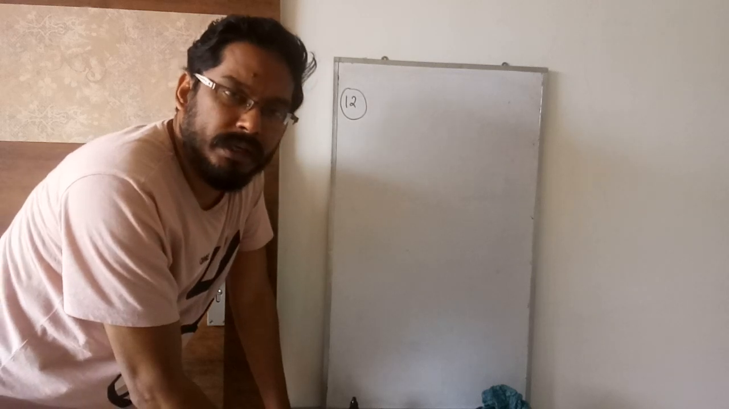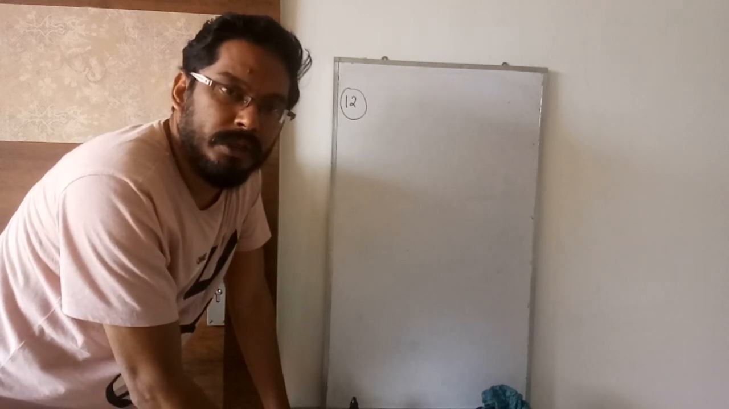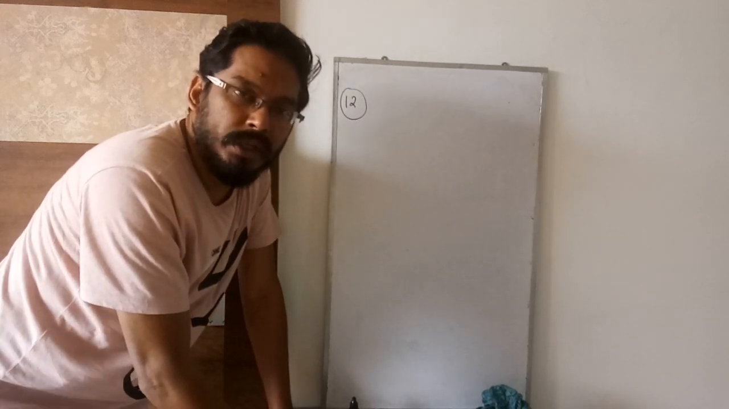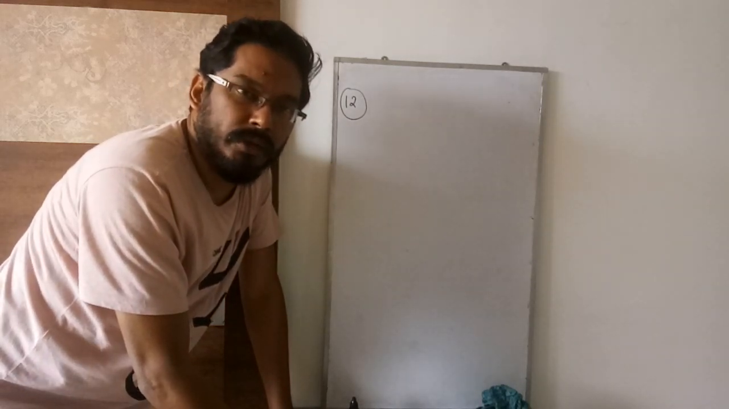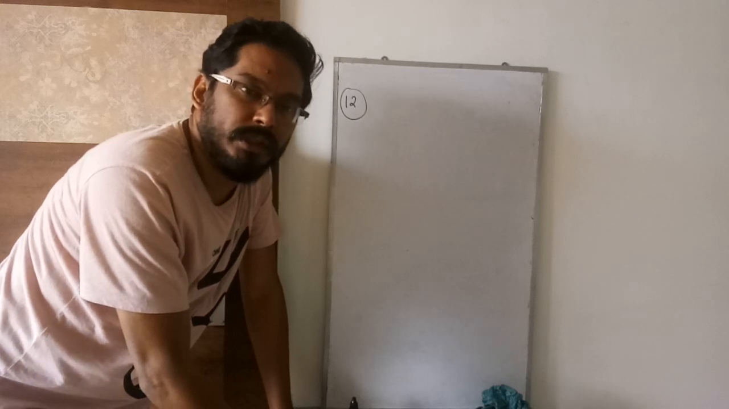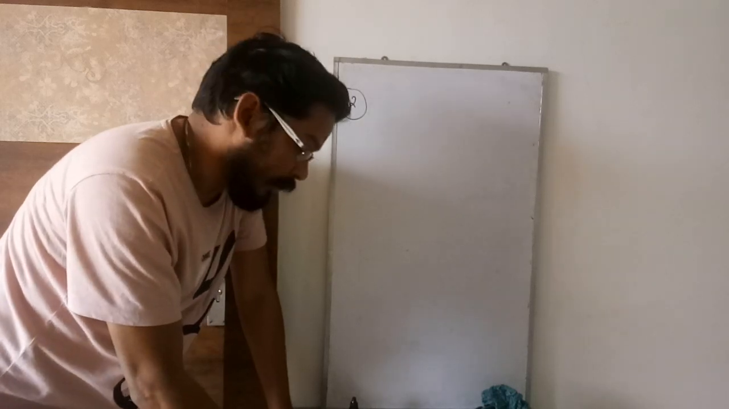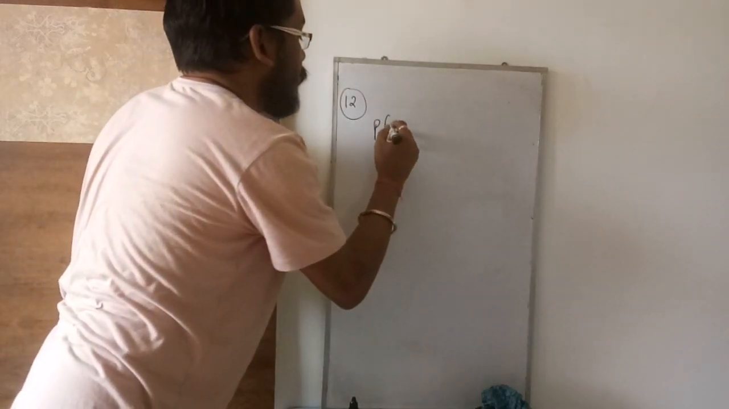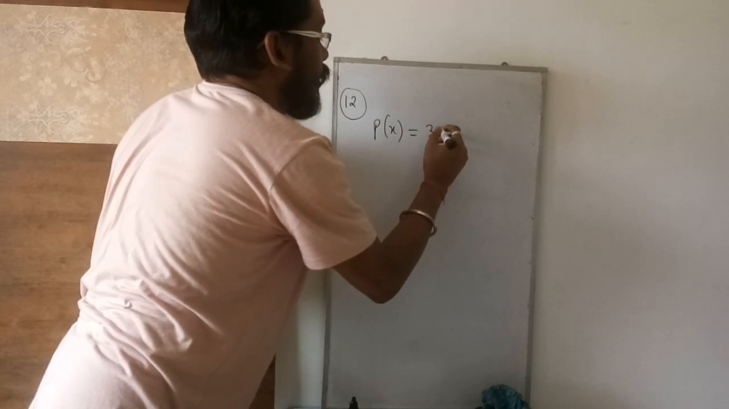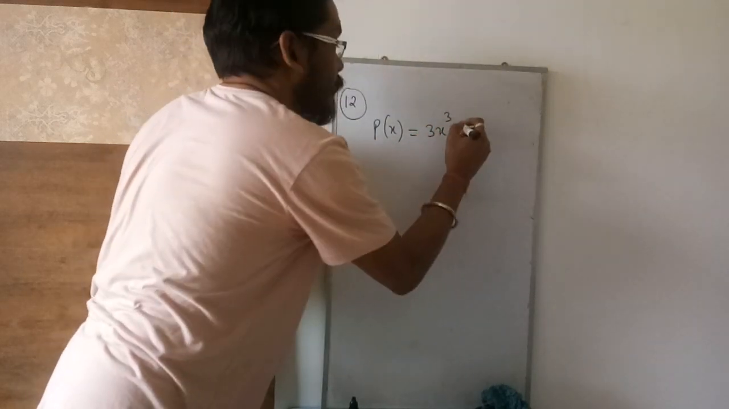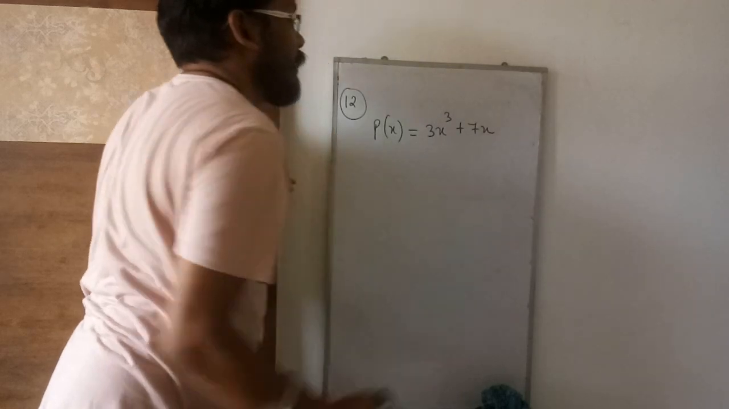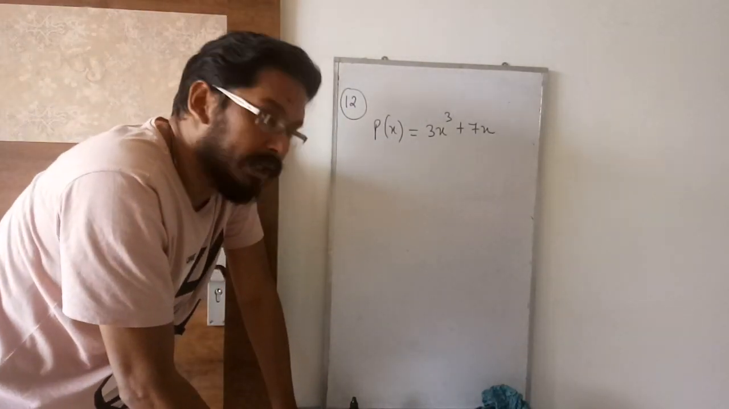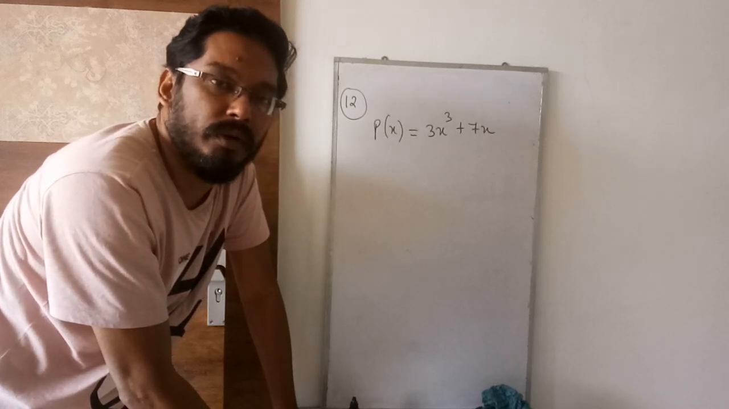Whenever it is a factor, remainder will be 0. So here you can straightforward use the remainder theorem to check whether it is a factor or not. If your remainder comes 0, then it is a factor. If not, then it is not a factor. So your polynomial here is given, p of x equal to 3x cube plus 7x. Okay, this is the polynomial given. For this polynomial, I have to check whether 3x plus 7 is a factor or not.